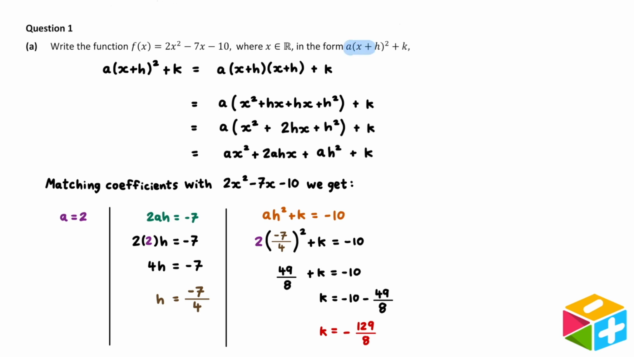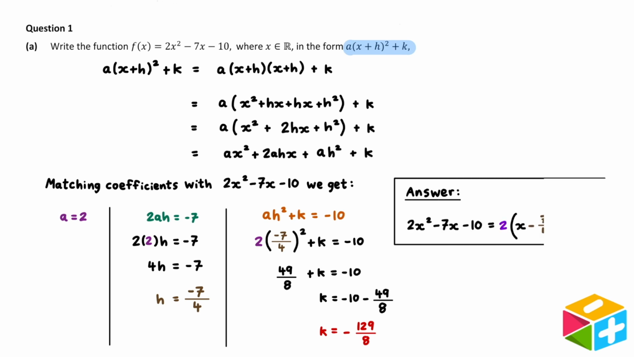Remember, the target here was to write our function in the form a times x plus h squared plus k. We've now found the values of a, h, and k. So to get our final answer, all we have to do is write these in. Doing this gives the following. 2x squared minus 7x minus 10 is equal to 2 times x minus 7 over 4 all squared minus 129 over 8.